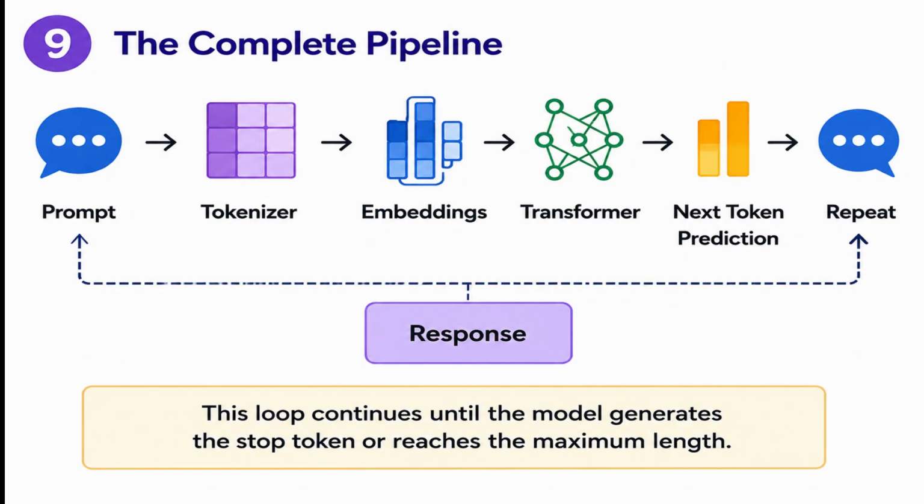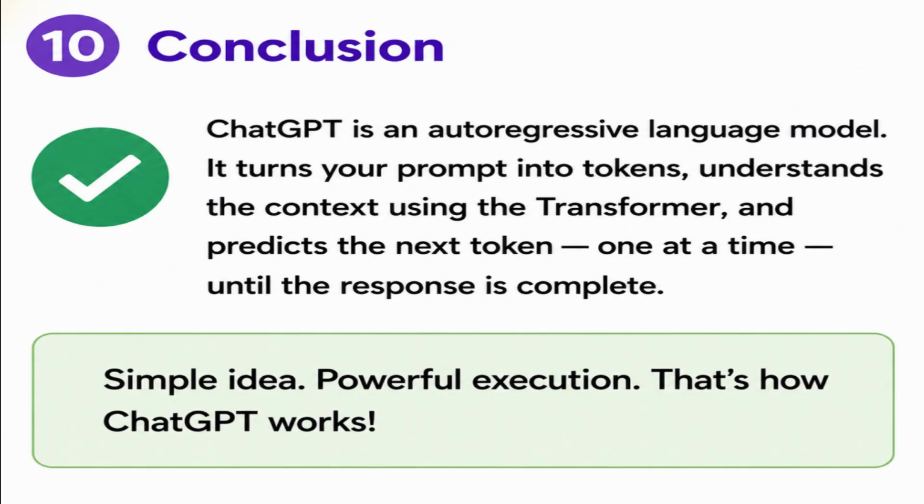Let's review everything we have learned from this video. You type a prompt, the prompt is tokenized, tokens become embeddings, embeddings are processed by the transformer. The transformer predicts the next token, that token is added to the sequence. This process repeats until the response is complete. That's how ChatGPT works. So, the next time you ask ChatGPT a question, remember that it is not writing the entire answer at once. It's generating one token after another using the context built from everything you have already typed and everything it has already generated.